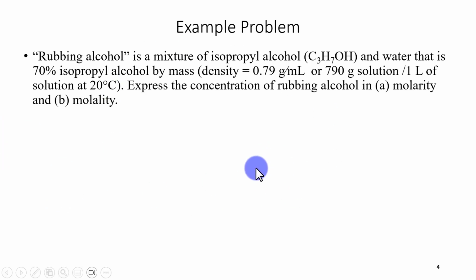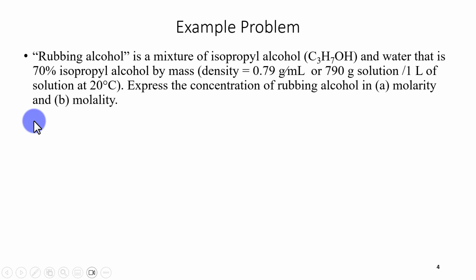Let me work another example problem for you. Rubbing alcohol is a mixture of isopropyl alcohol and water, and that mixture is 70% isopropyl alcohol by mass. So this kind of combines another unit that we've talked about. If the density is 0.79 grams per milliliter, or I can rewrite it as 790 grams of solution over 1 liter of solution at 20 degrees Celsius, express the concentration of rubbing alcohol in molarity and molality.